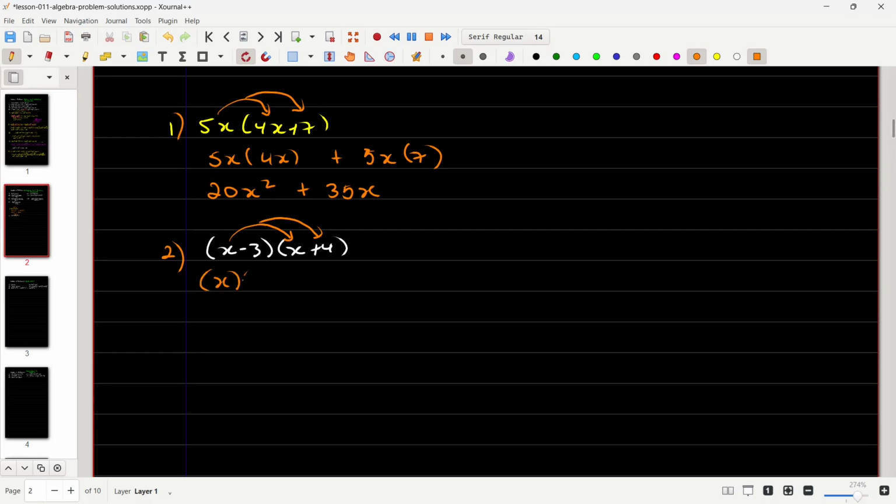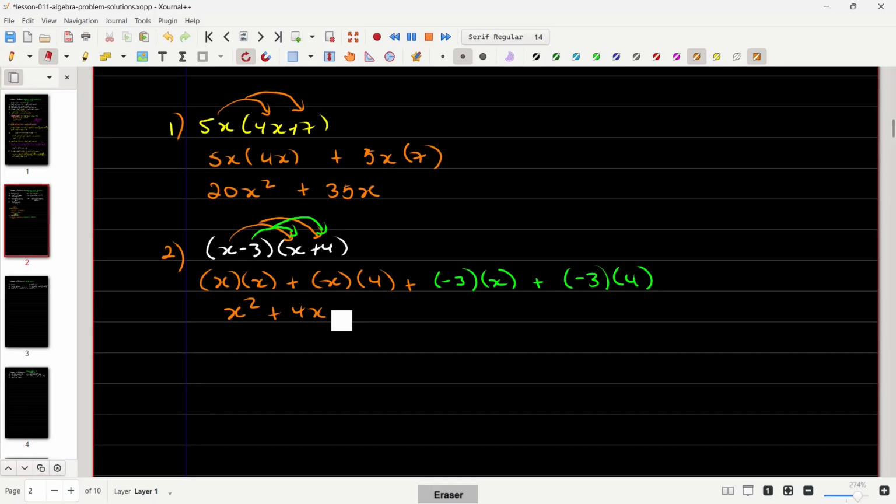So I'll have x into x plus x into 4 plus, and then I'm going to do the other two, so which is this by this, and then this by this. So I'm going to have minus 3 into x plus minus 3 into 4. And the answers are x squared plus 4x minus 3x. So this by this is minus 3x. Then this by this is going to give me minus 12.